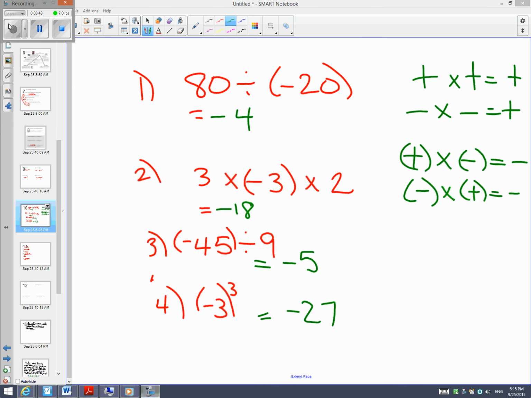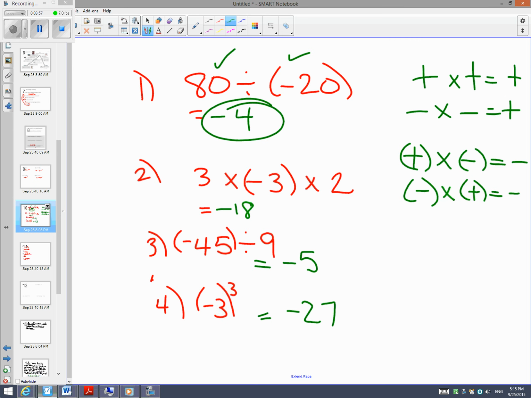And after I answered them, I realized that I had made them all into negative answers, but we still get the idea. This is a positive divided by a negative. It's going to be negative 4, because 20 goes into 80 four times, and it's a positive divided by a negative. That's two different signs. It's going to give you a negative answer. On the second one, 3 times negative 3 is negative 9, times 2 is negative 18. So that's your second one.